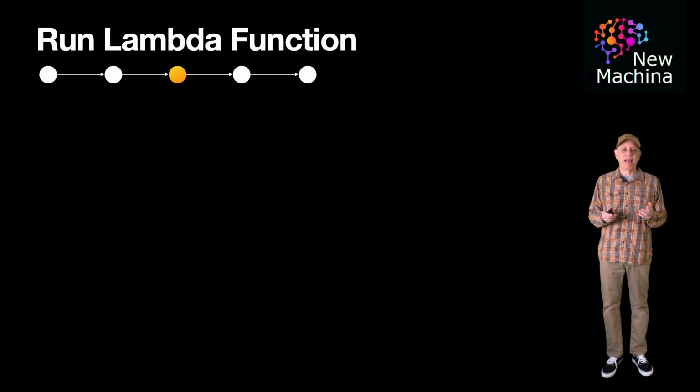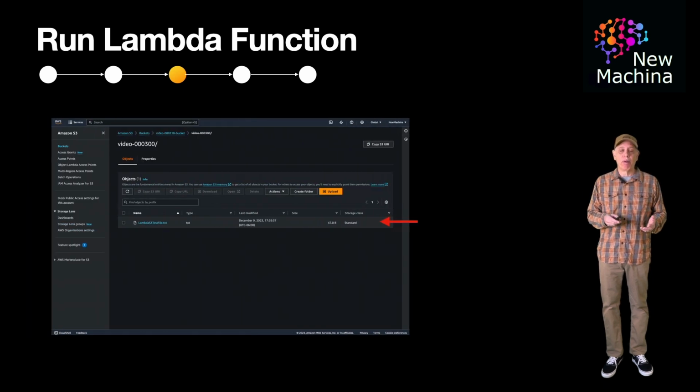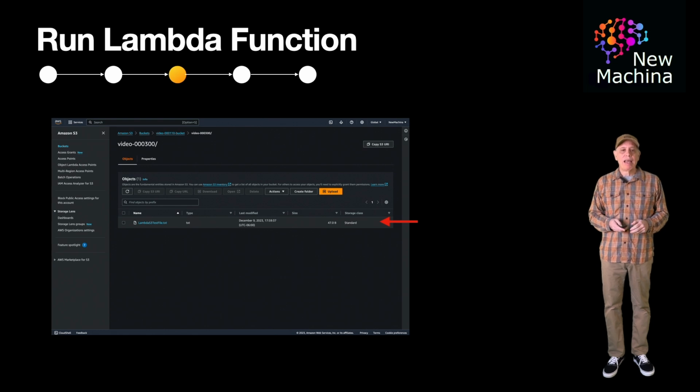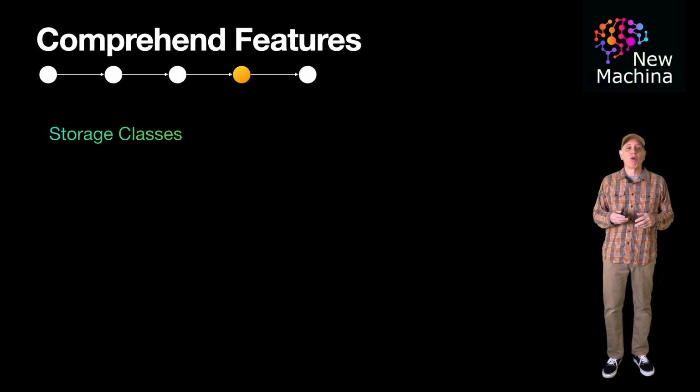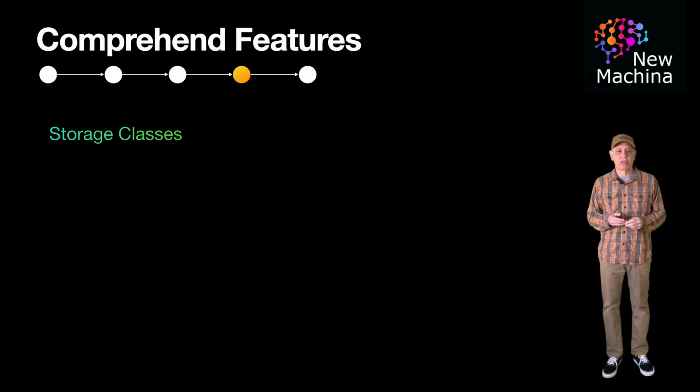Now, let's go back to S3 and navigate to our bucket and logical folder. We can see that there's a file that was created by our Lambda function. This looks good. Now I want to share some key features of Amazon S3. The first is S3 storage classes. But before I talk about storage classes, I want to quickly introduce the concept of regions and availability zones.